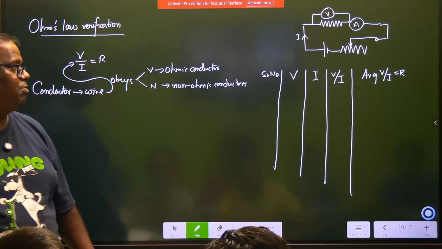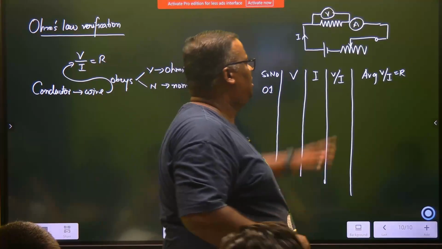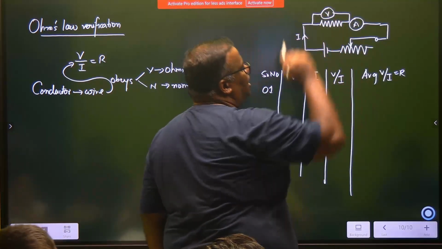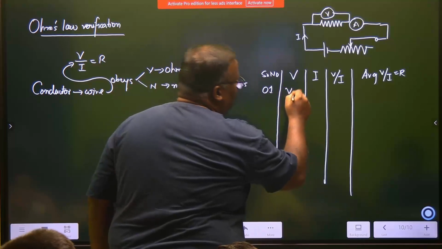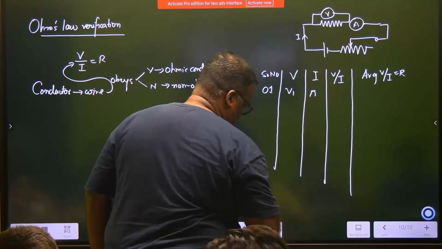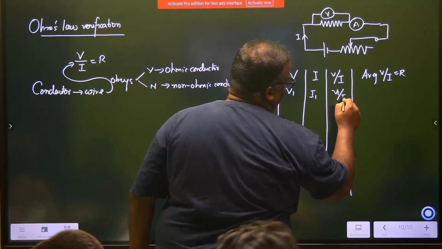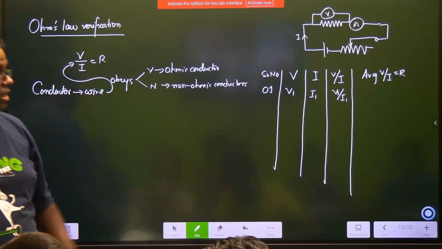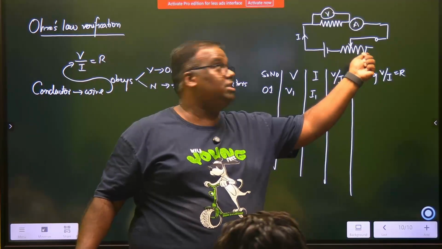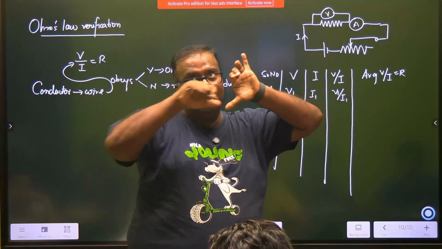Clear? Very simple experiment. For my first reading, I keep the rheostat in some position and see the reading here. I say that my reading is V1. At that time, the ammeter is reading A1, or say I1. I get a ratio of V1 upon I1. Clear? Then I slowly change this rheostat. If you change the rheostat, you are varying the current.